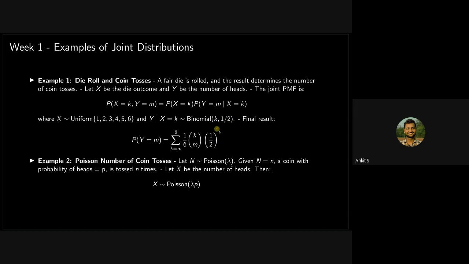This is a related example where how many times we have to toss the coin is determined by a Poisson random variable. In the earlier case, it was determined by the roll of a die. In this case, n follows a Poisson distribution with lambda, and suppose the Poisson random variable takes some small n, then we toss the coin n times.